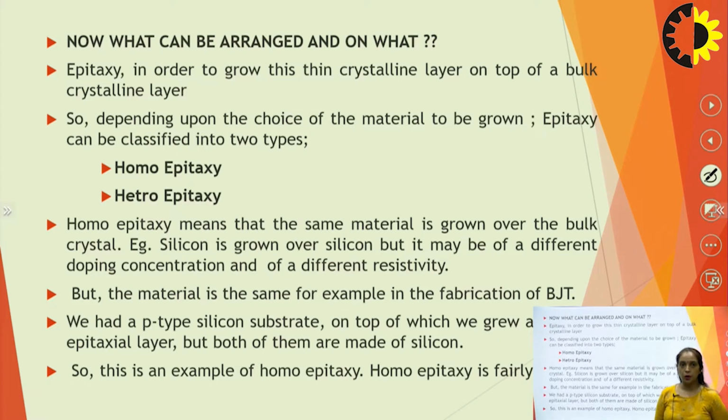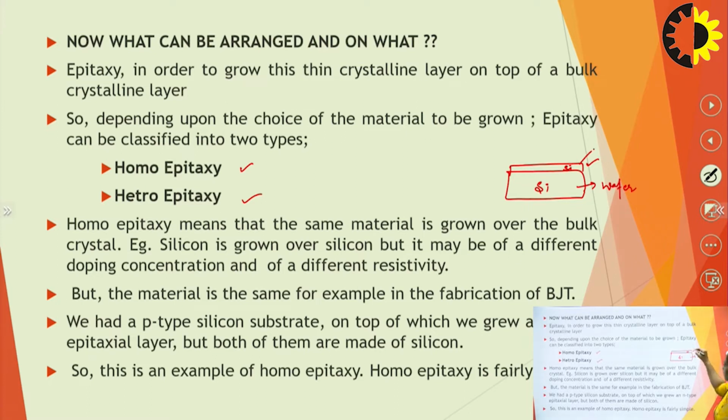Depending upon the choice of the material which is to be grown on the silicon wafer, epitaxy can be classified into two parts. The first one is homoepitaxy and the second one is heteroepitaxy. In homoepitaxy, we use this epitaxial technique to grow the same material over the silicon crystal. For example, we have this silicon wafer, and we have to grow another silicon layer over it. But the difference is, it may have a different doping concentration and a different resistivity as compared to this silicon wafer. This is your silicon wafer and this is the grown layer.